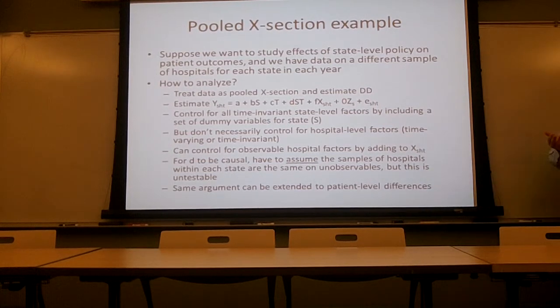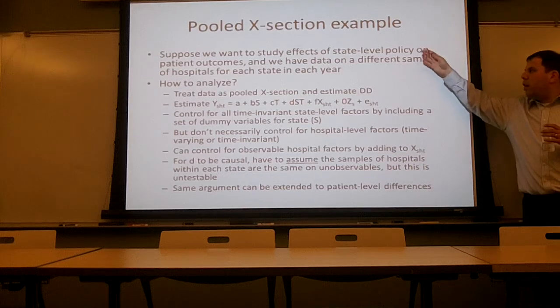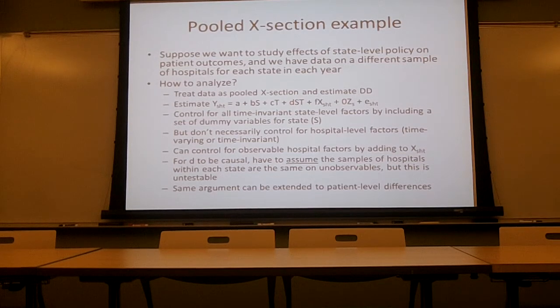If we had the same hospitals in the given sample, we could be confident that by letting them serve as controls for themselves, they would be holding constant anything about those hospitals that didn't change. In this example, we're assuming that the unobservables among the different hospitals are going to be unaffected. To get causality, we need to assume that the hospital level factors, unobservable hospital level factors, are not changing.